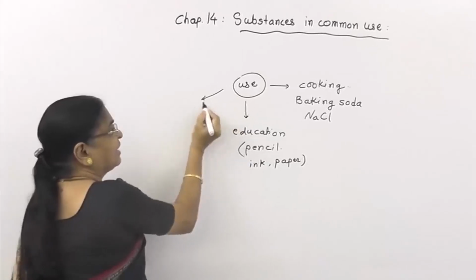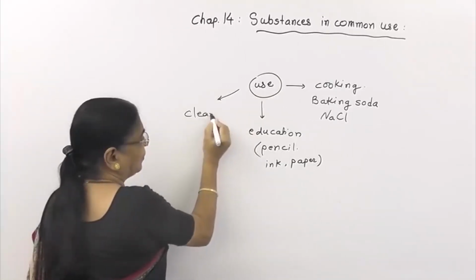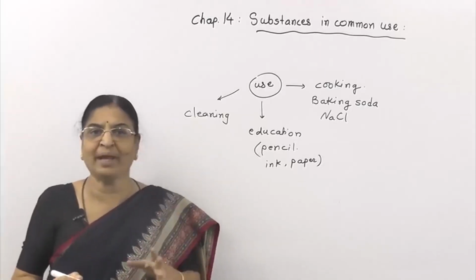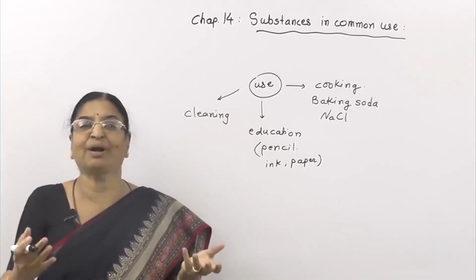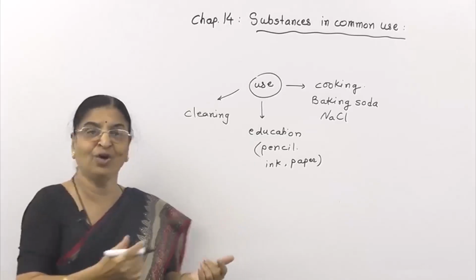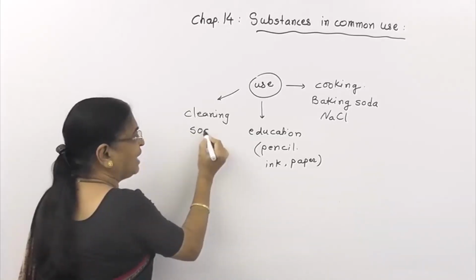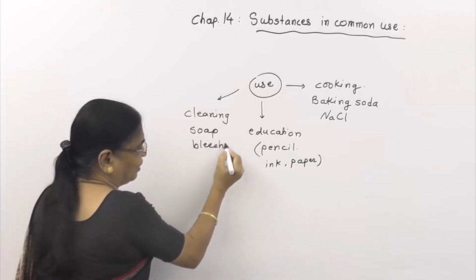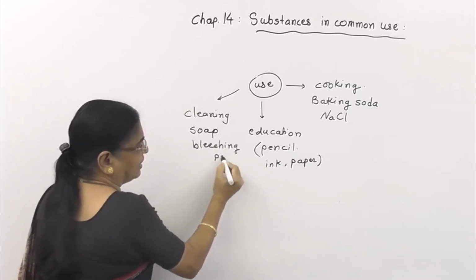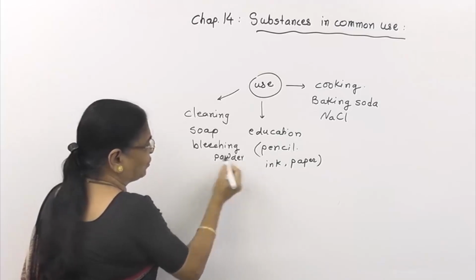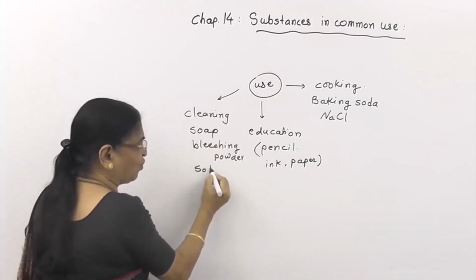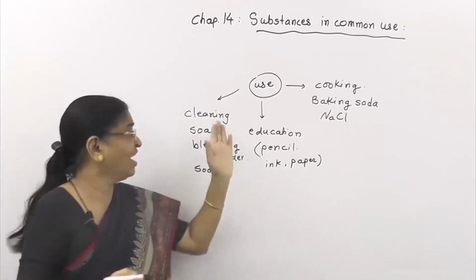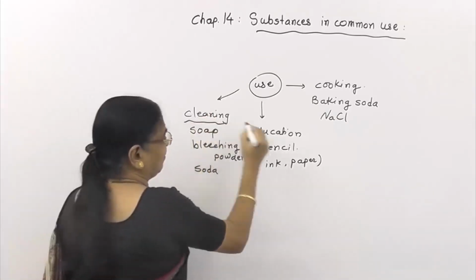Then for cleaning purposes, in our everyday life we need to clean so many things, starting from ourselves. For bathing, we need soap. For cleaning, we need bleaching powder and the like. Of course, we can have washing soda also, or different types of detergents we use, and they are for our cleaning purpose.